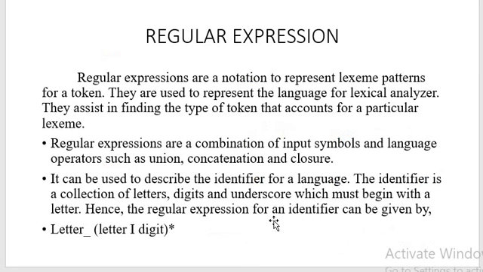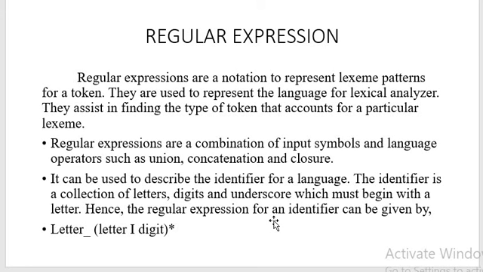Now we are going to see what is a regular expression. Then only we can calculate how to convert from regular expression to NFA. Regular expressions are a notation to represent a lexeme's pattern for a token. They are used to represent the language for the lexical analyzer. They assist in finding the type of token that accounts for a particular lexeme. Regular expressions are a combination of input symbols and language operators such as union, concatenation and closure.